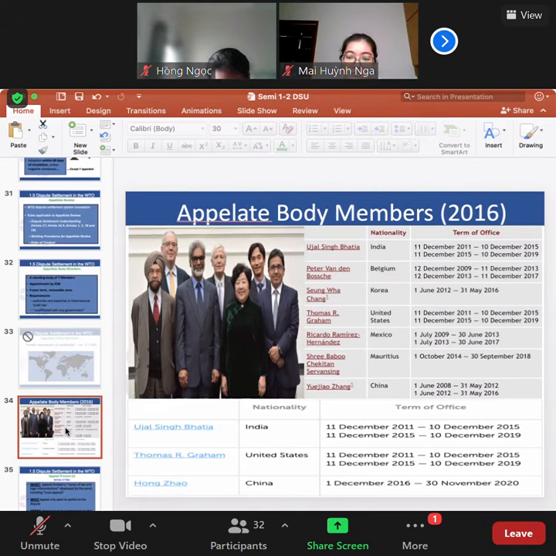And here, right now, in 2021, there are currently no members of the appellate body under the WTO system, because the term of the last sitting appellate body member expired in November 2020, and so right now there's no appellate body at the WTO.